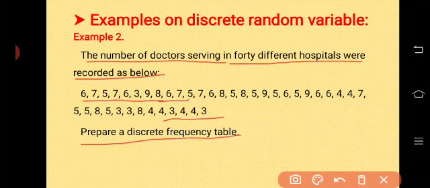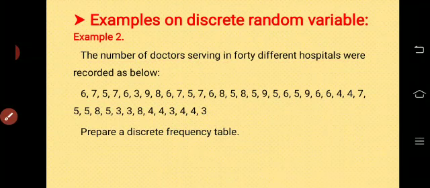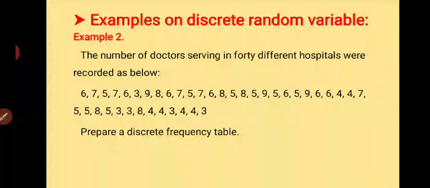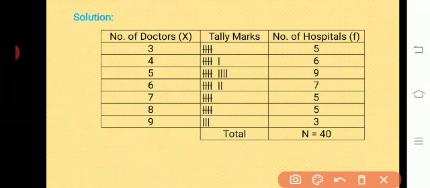In the previous example, we have seen that to form a discrete frequency table, we need to prepare three different columns in a table. The first is the variable, the second column is tally marks, and the third column is the frequency. Now, according to the given data, we will form the discrete frequency table.